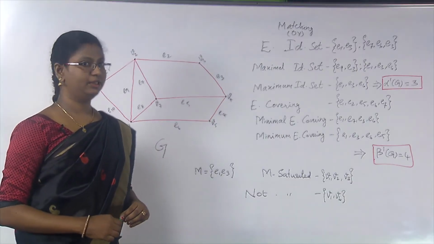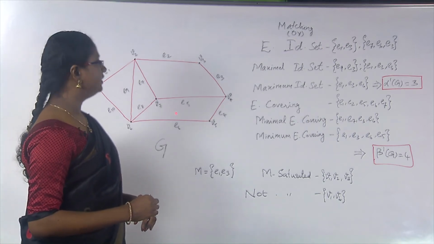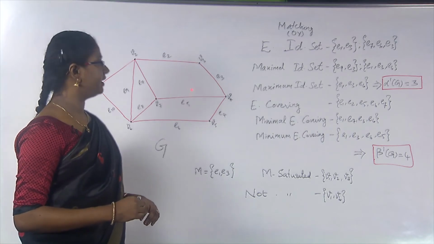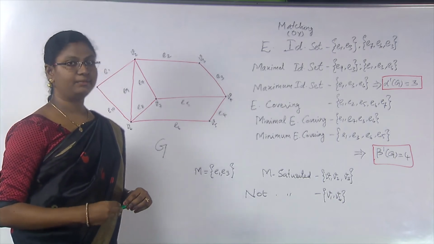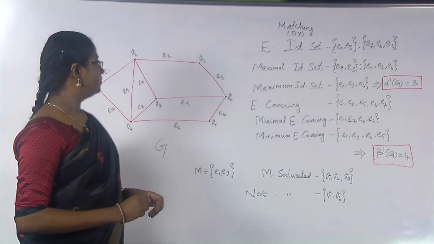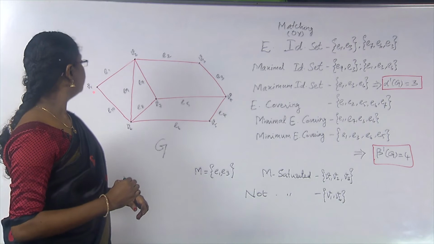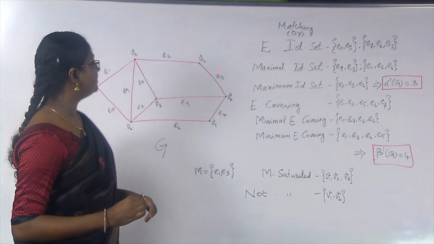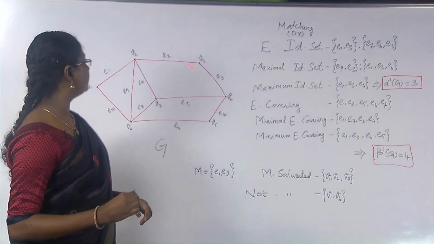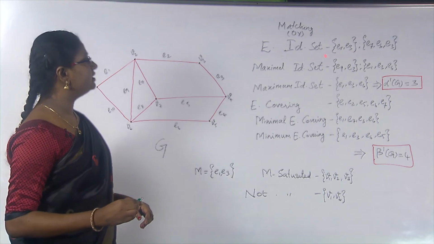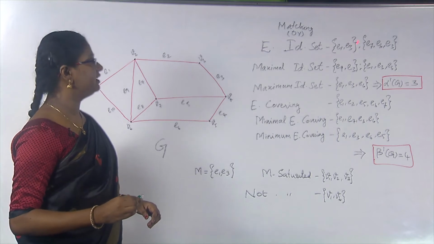Let us see an example. This is a graph containing 7 vertices and 10 edges. For this graph we are going to find edge independent set or matching, maximal edge independent set and maximum independent set, and edge covering, minimal edge covering and minimum edge covering. So, consider the set E1 and E3. E1 is incident with V1 and V2, whereas E3 is incident with V3 and V4. These two edges E1 and E3 have no vertices in common, which means the set containing E1 and E3 is an edge independent set, or we call this set a matching.